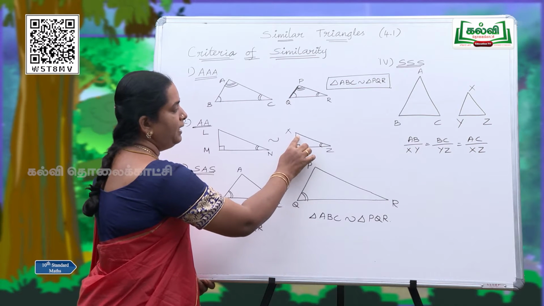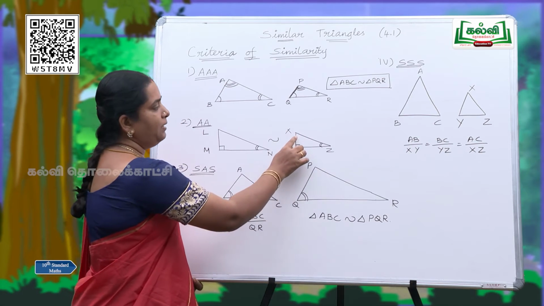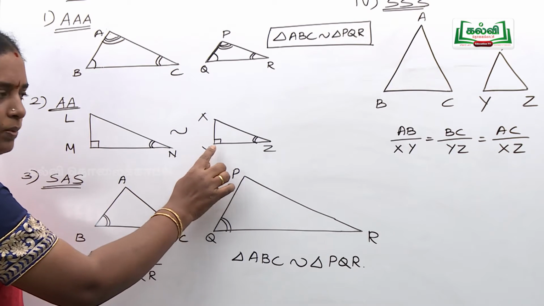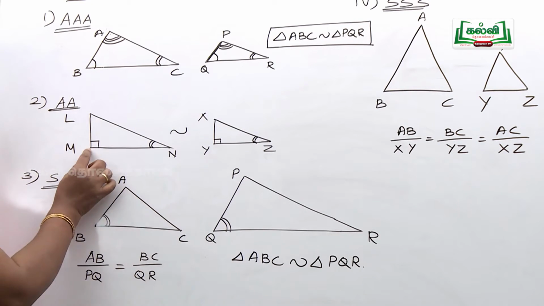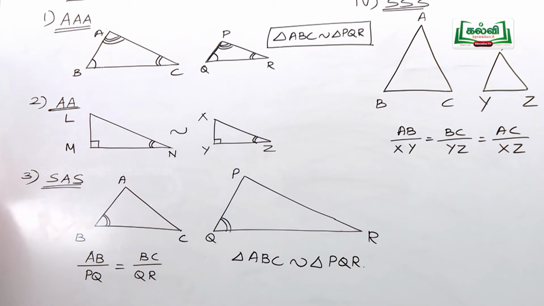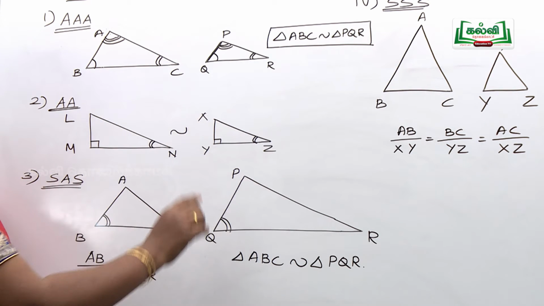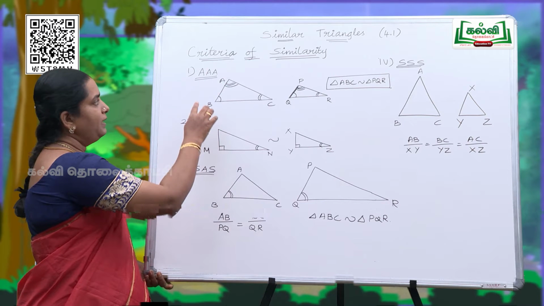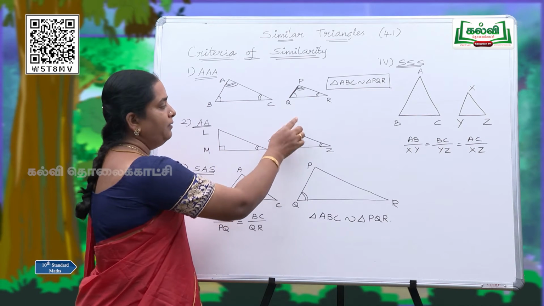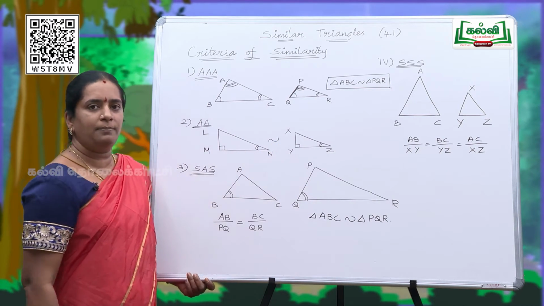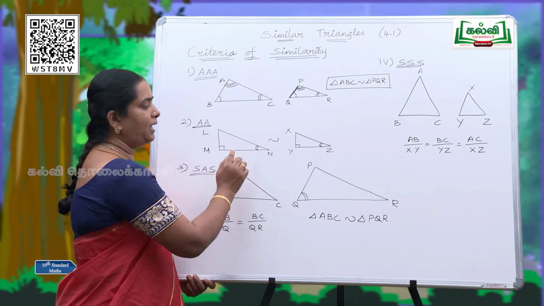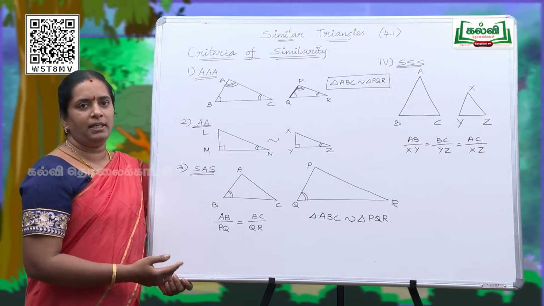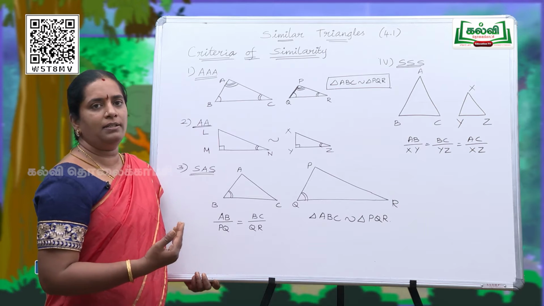And here also let us take this angle and see what this X is. So X is also 180 minus (Y plus Z). Since Y and Z are the same as M and N, we can say that this angle is the same as this angle L. So as we know, the AAA criteria says that these two triangles are similar. We can write here also these two triangles are similar. So we can say that triangle LMN and triangle XYZ are similar. So these are some criteria, some rules to say whether the triangles are similar.